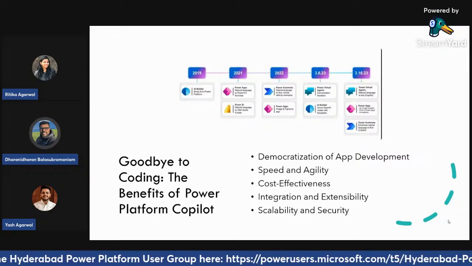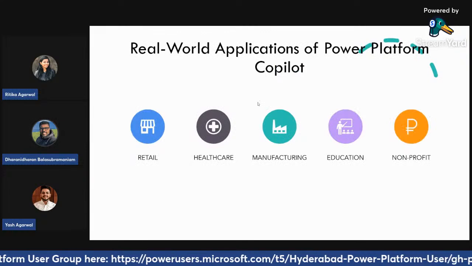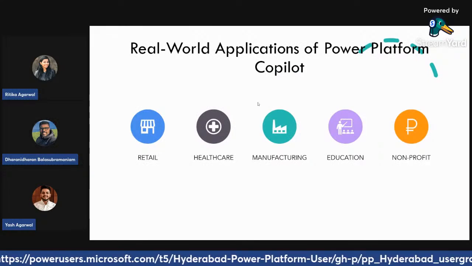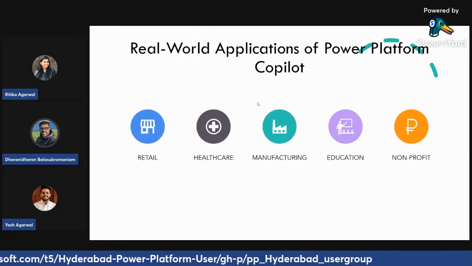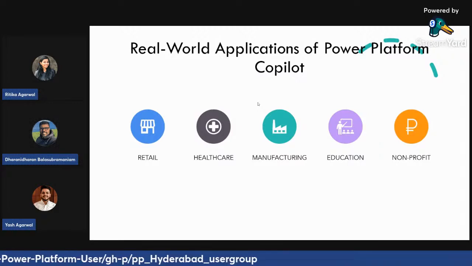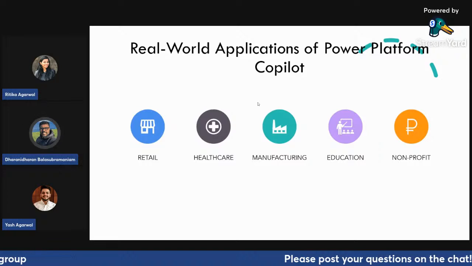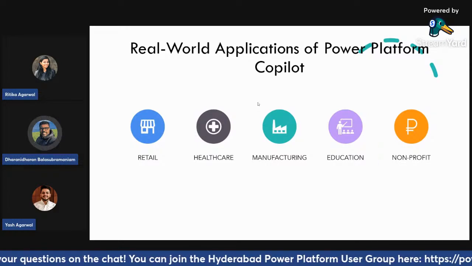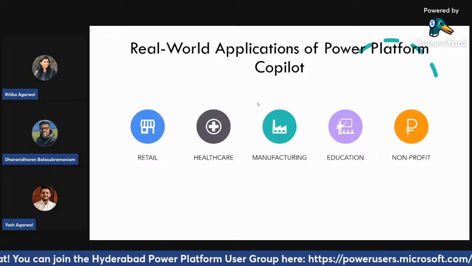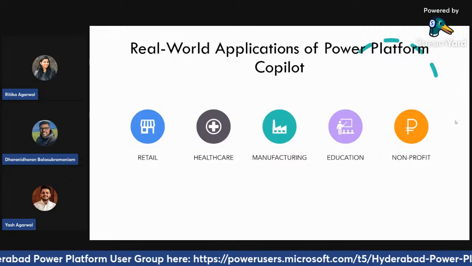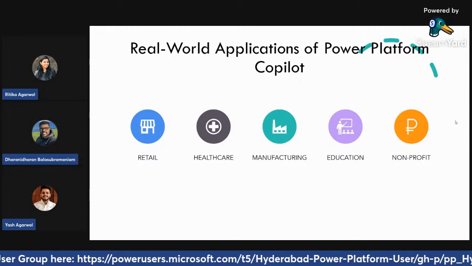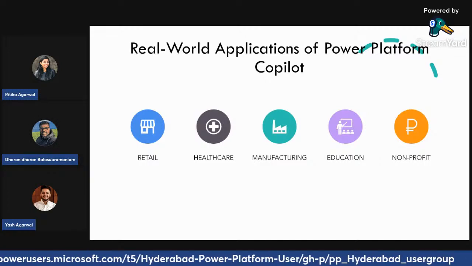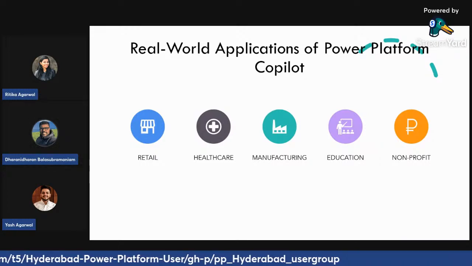Let me help you with a few examples of real-world applications where Copilot is working. With the versatility of Microsoft Power Platform, Copilot has led to its adoption across a diverse range of industries and use cases. I have listed a couple of industries here: retail, healthcare, manufacturing, education, and non-profit. In the retail industry, retail companies use Power Apps to create custom inventory management applications. This helps to track stock levels and alert the store manager when inventories run low.